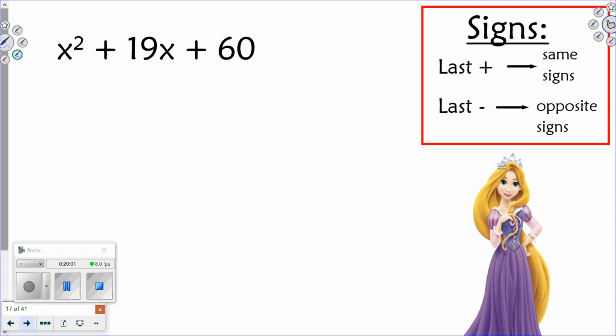X squared plus 19x plus 60. GCF? No. I like them without the GCF. Makes them easier. All right, so we set up our parentheses. What are my signs? Good, both plus. Again, always looking at the last one. It's positive. How do you multiply to get 2 positives? 2 plus, 2 minus. There's no minuses in there, so we're going to pluses. You will hear me say that so many times. All right, options for A. Options for C.